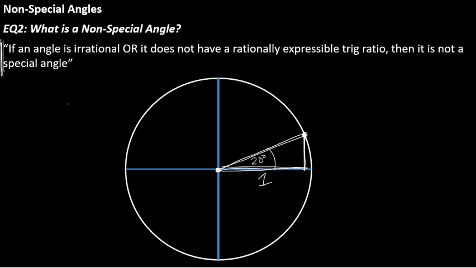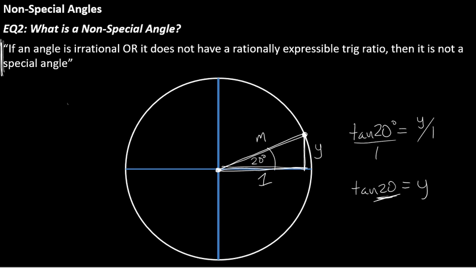Okay, and this guy here is unknown, and we'll just call it M, also unknown. So if I do the tangent of 20 degrees, it would be equal to opposite over adjacent. And if I cross multiply, I'm going to get tangent 20 equals 1 times y. So at this point, I don't have a table to look at.